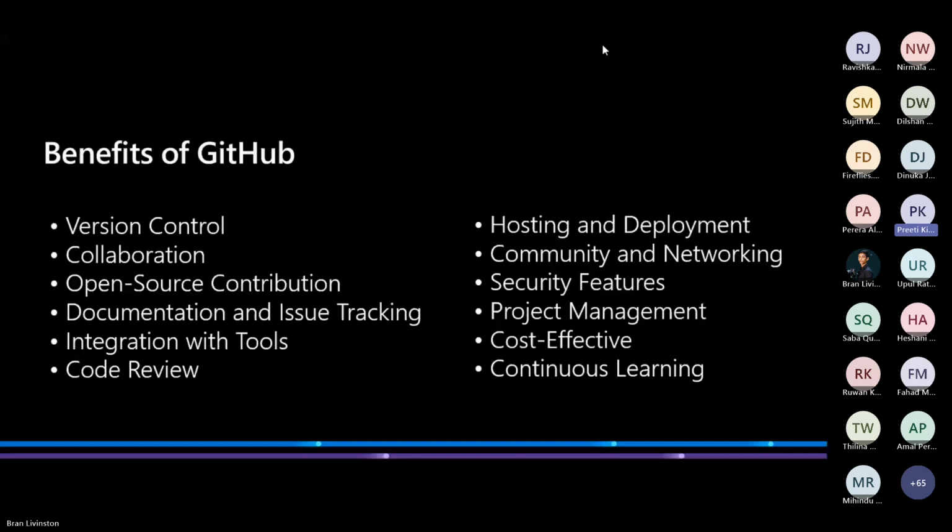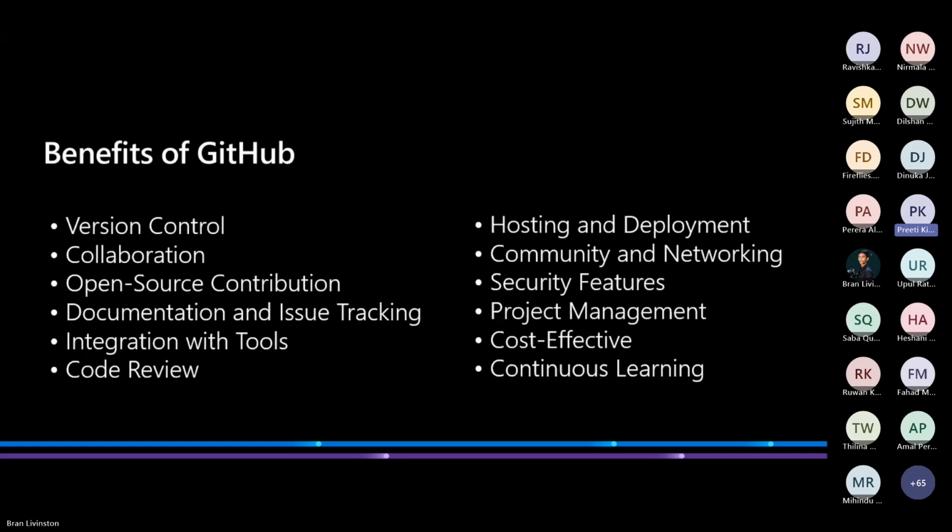Then documentation and issue tracking are also very good in GitHub. We can track our issues very nicely. And then we can integrate with other tools. In GitHub, there are many other tools you can integrate. If you explore GitHub, you can find many tools. Then we have code reviews, hosting and deployment. We can deploy our static website on GitHub Pages. It is also very simple. Static website means the content is the same and there is no change in the website content.